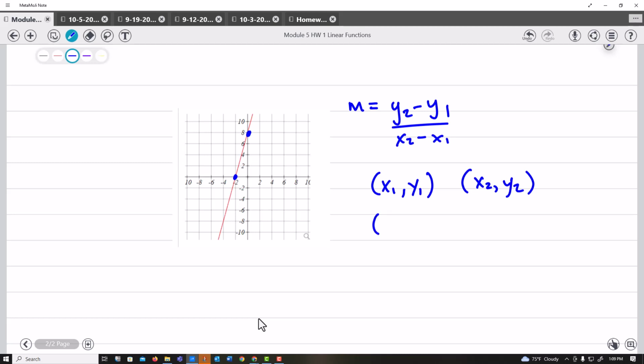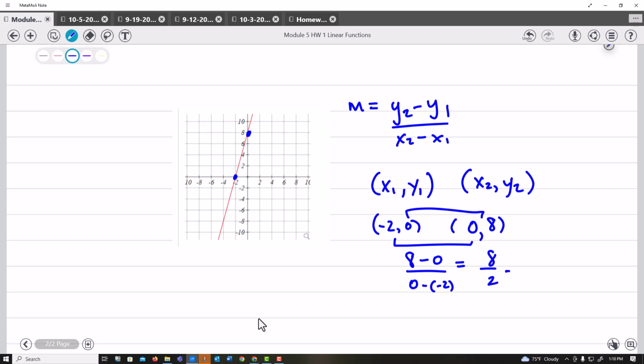So my first point looks like it would be negative 2, 0. And my second point looks like it would be 0, 8. So the difference in my y's would be 8 minus 0. The difference in my x's would be 0 minus a negative 2. A negative and a negative is a positive, so it looks like that slope would be 4.